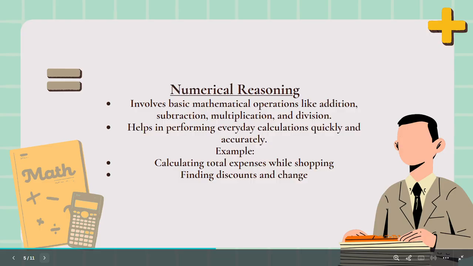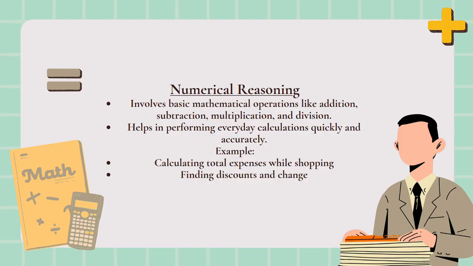The first type of reasoning is numerical reasoning. So, what is numerical reasoning? Something is there in that word itself, right? Numerical. What does it mean? It means something that has numbers. It involves basic mathematical operations like addition, subtraction, multiplication, and division. We know these are the basic mathematical operations. So it helps in performing everyday calculations quickly and accurately.